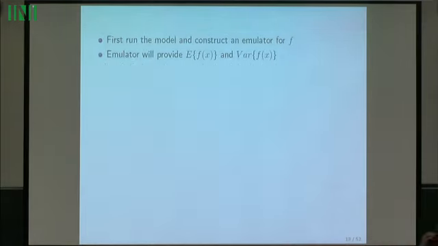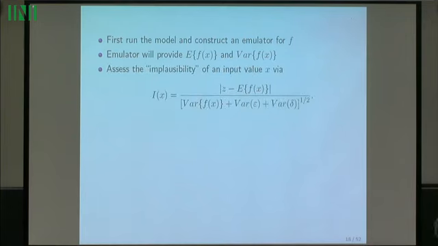So normally this is, again, the scenario where you're dealing with a computationally expensive model. So we're going to run the model and build our emulator for F. Now this has its origins in Bayes linear thinking, so we don't need a distribution for F, we just need moments. So our emulator is going to give us an expectation and a variance. And then for any candidate input value, we're going to measure this implausibility.